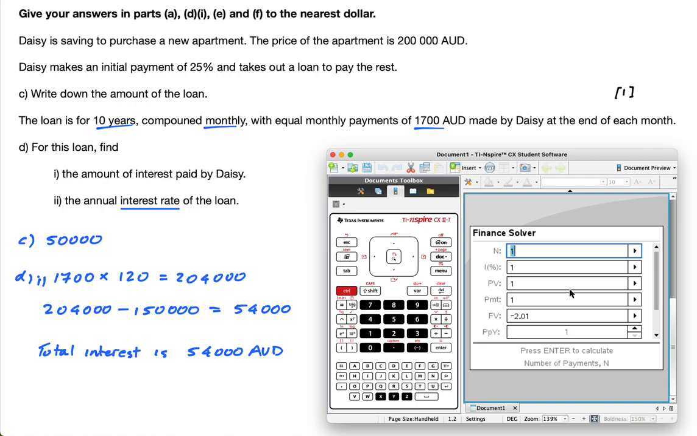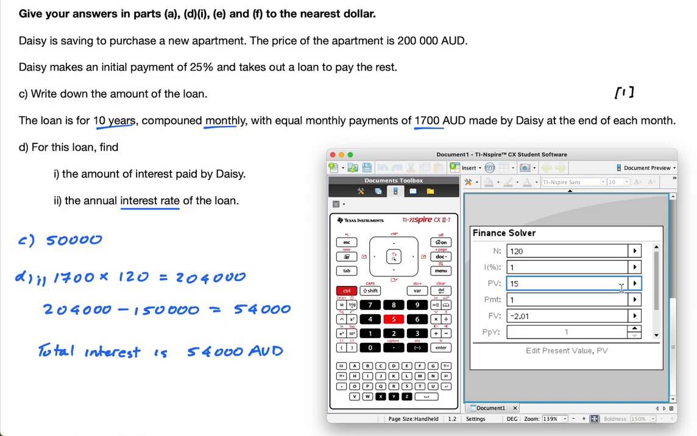It's 10 years, and it's monthly. So it's, sorry, what am I saying? It's 10 years and monthly, so it's 120. There's 120 payments over the total 10 years that's going to happen here. The interest rate is what I don't know. The present value is this 150,000. This is the loan that she's taken.